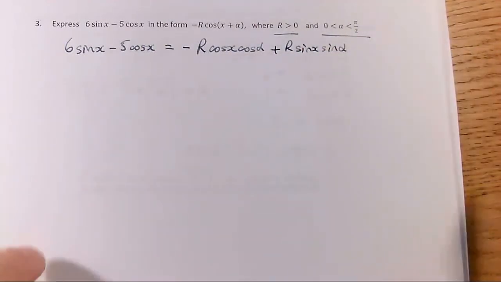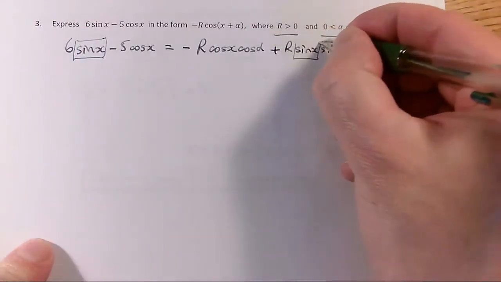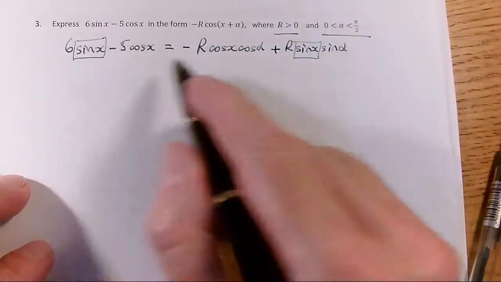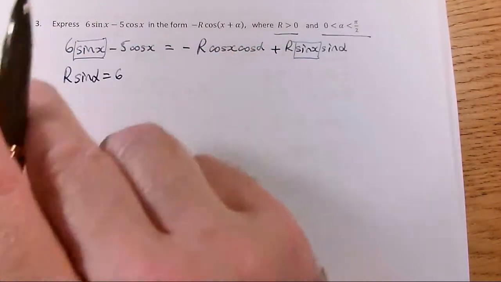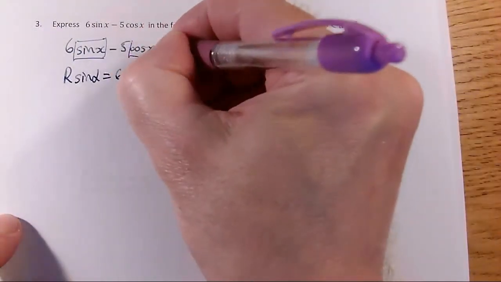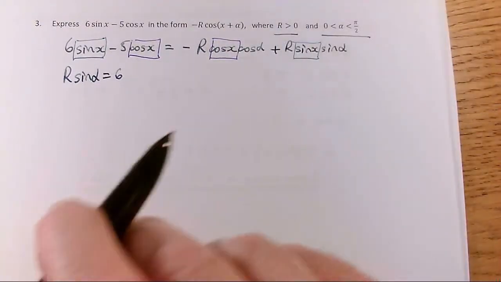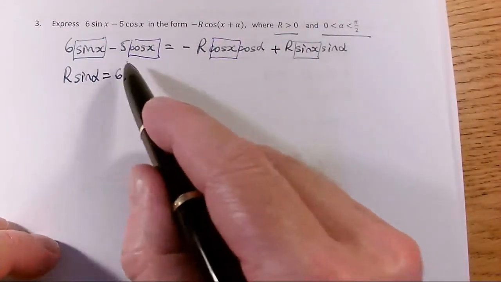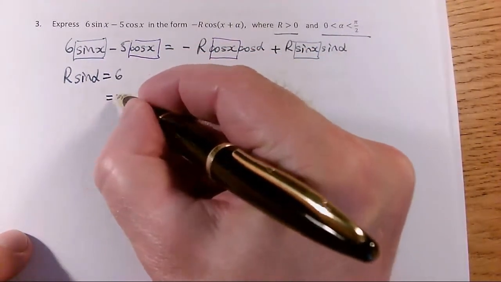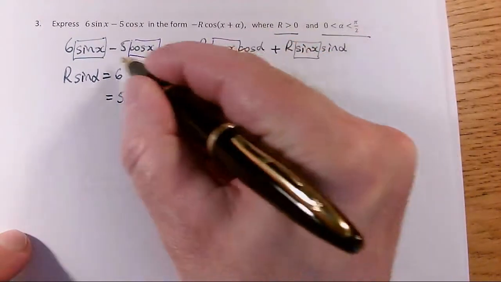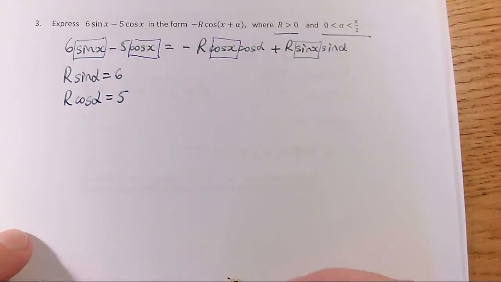And when we match up our sine x's, so I've got a sine x here, and I've got a sine x here, and that tells me that 6 is r sine alpha. So r sine alpha is 6. And when I match up the cos x's, here's a cos x, that has to match this cos x over there. And look, they've both got minus signs. So I could put the minus signs in, but actually, if I ignore them, if I want the thing that equals 5, well, the minus is taken care of already. So it's just r cos alpha that has to equal 5.